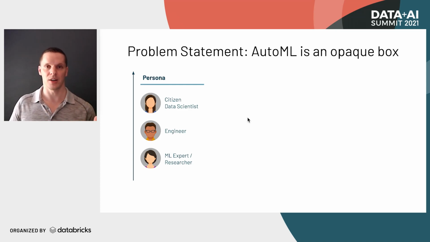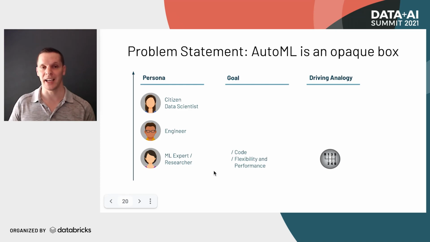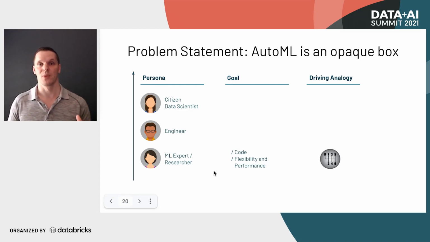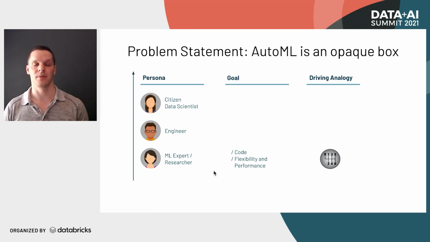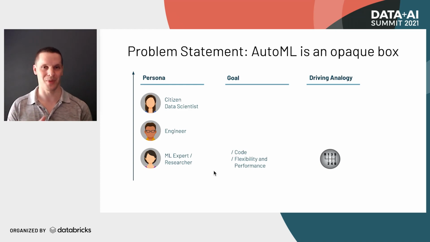When we look at AutoML, we really see there's an opaque box that often leads to a lot of different problems. The way that we frame this is that there's a lot of different people that do machine learning at different levels of familiarity with machine learning libraries. ML experts and AI researchers really want full flexibility. And we like to use a driving analogy for this. Really what they want is a manual transmission, three pedals and a gear shifter.